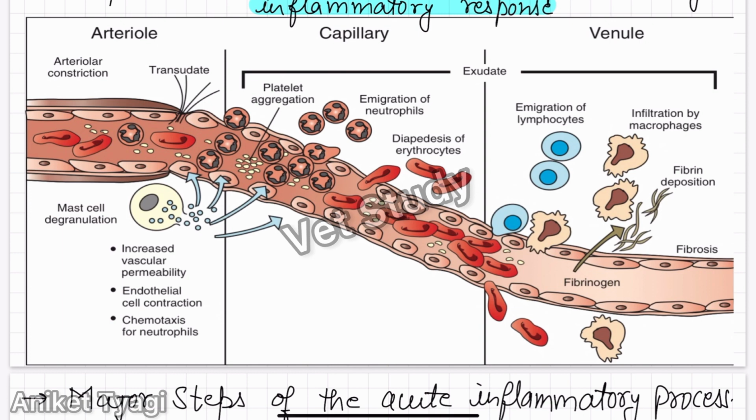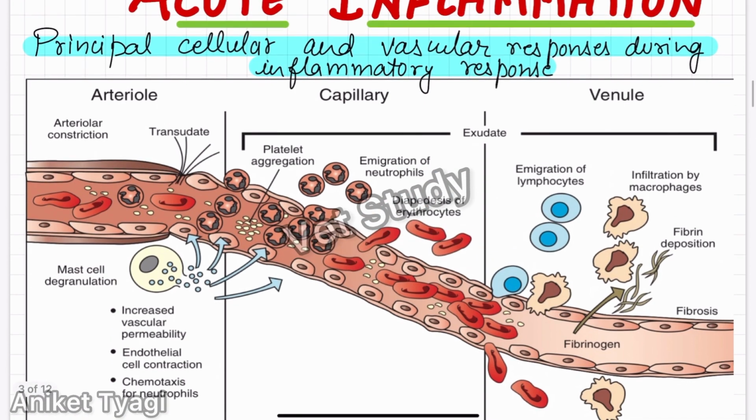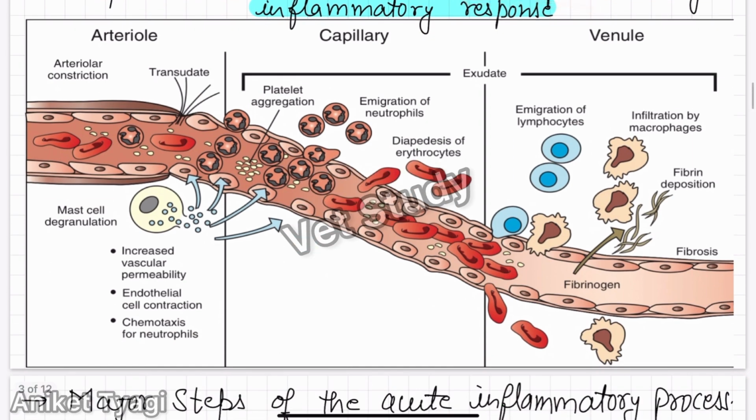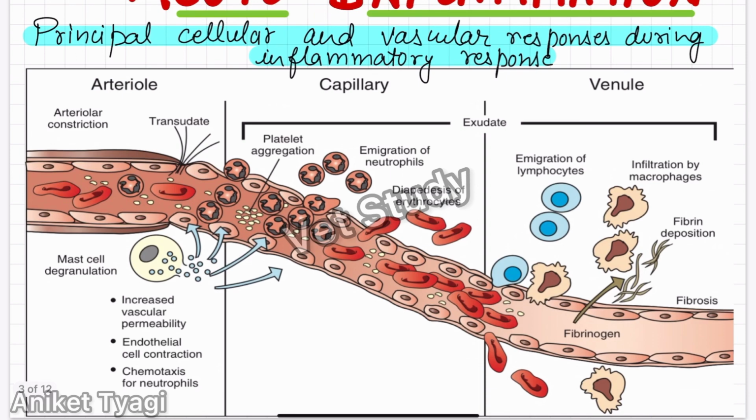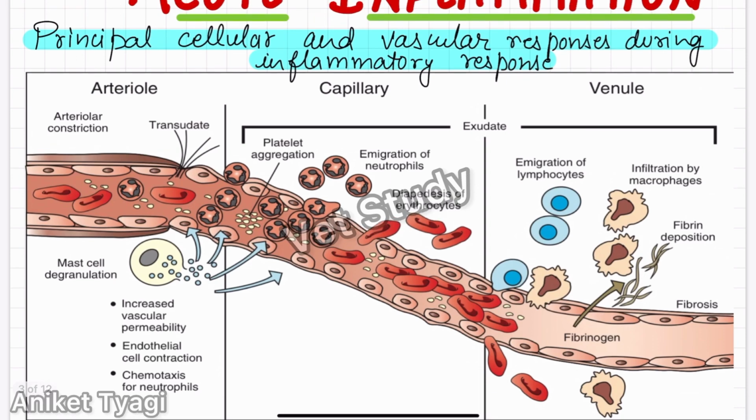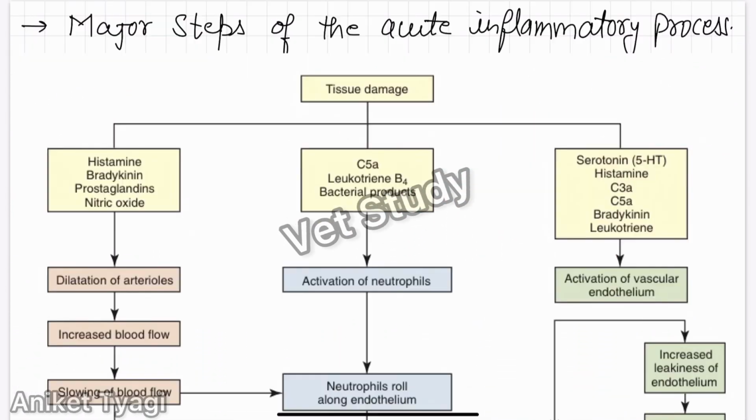So there is a difference between transudate and exudate. We will discuss it further in detail. Okay, so this is the process which occurs in acute inflammation, basically the cellular and vascular response. What are the cells which leave the blood and come out, and what is the vascular response or change in vascular permeability? We already discussed this in this diagram. Now we will discuss the major steps of the acute inflammatory process. In the acute inflammatory process there are several important steps. You should remember these steps, right?